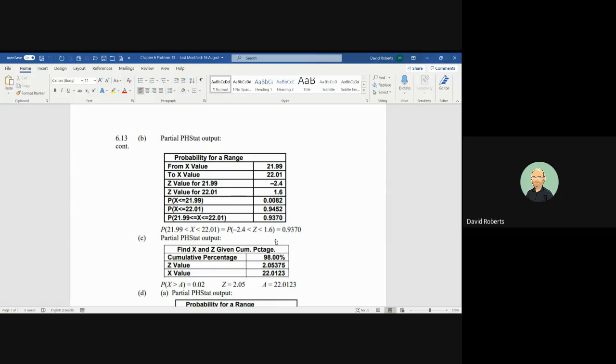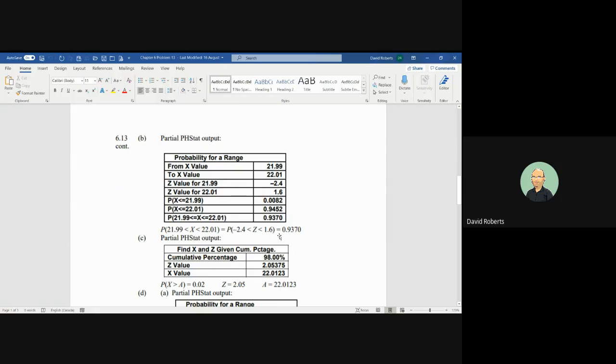So we see the area to the left of 21.99 is 0.0082, like we did before. The area to the left of 22.01 is 0.9452. And the difference between the two, because we're dealing with a range, so in between, is 93.7%. So that means that 93.7% of the shafts are being manufactured within specifications or within the tolerances, which also means you have a defect rate that is the complement of that, 6.3%. So they're either acceptable or they're not.